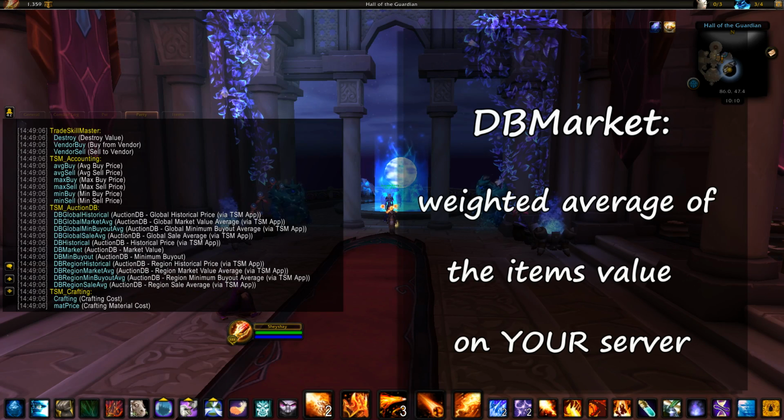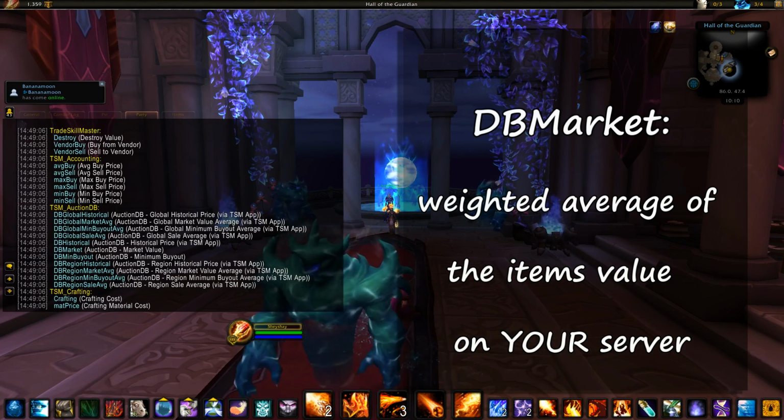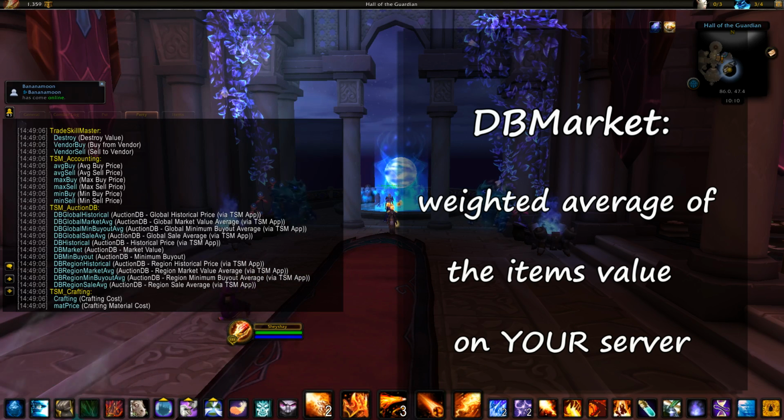Okay guys, of all the different price sources you see on my screen here, the one that has to be covered first is DB Market, and that's because a lot of the other price sources are feeding off of information coming from DB Market. So it's really essential that you guys understand what DB Market is. DB Market is going to be giving you values related to prices on your specific server only, not other people's servers, just your server. And it's a weighted average over the last 14 days, but favors the last few days.